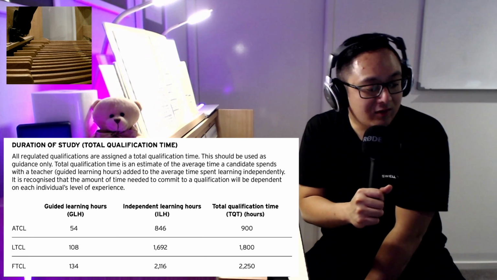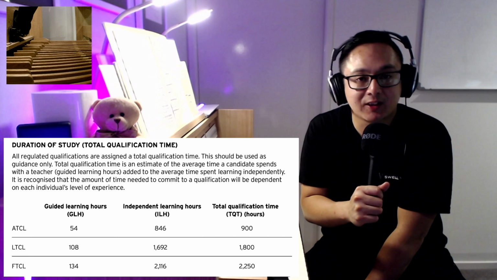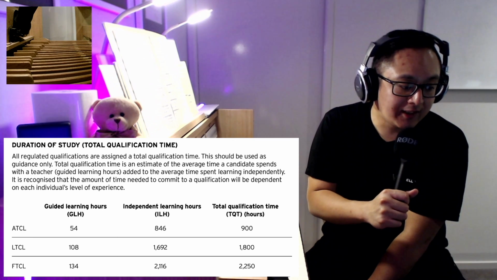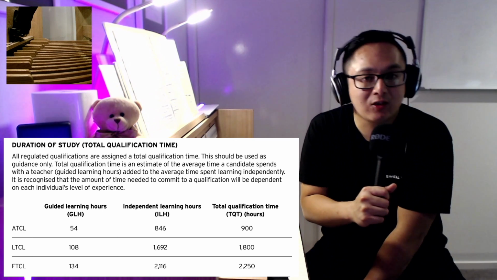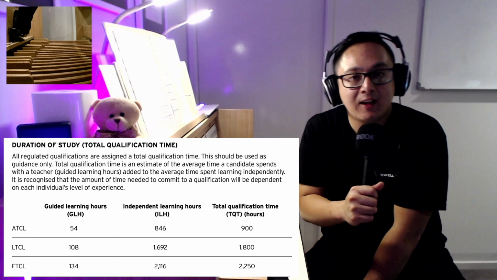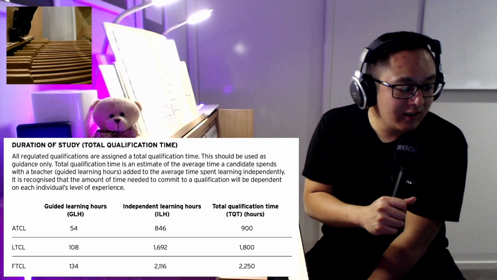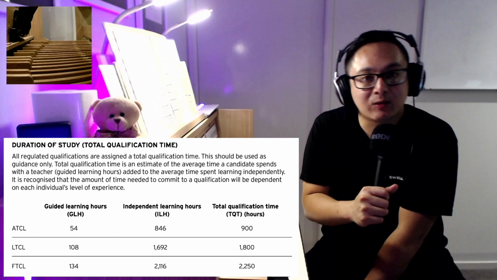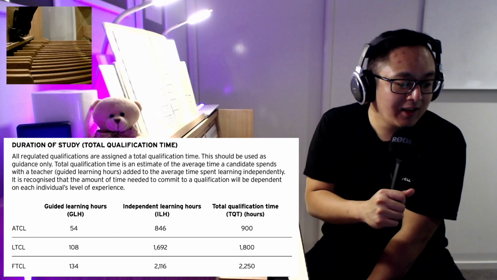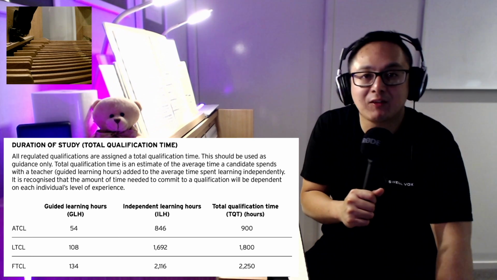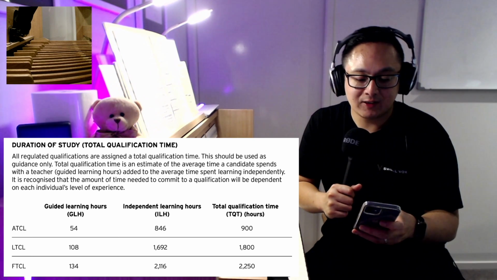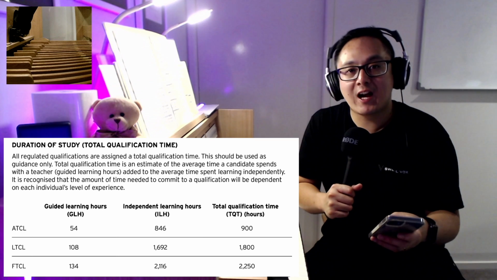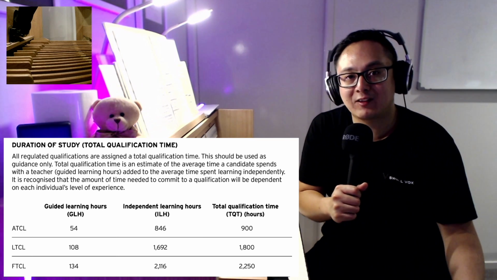The LTCL is basically double that, 1800 hours, 108 hours of guided learning hours, which is your lessons, 1692 hours of practice. And just for giggles, the FTCL, 134 hours of lessons, 2116 hours of independent practice, coming to a total of 2250 hours. 2250 divided by 24 hours a day, that's basically 94 days of continuous practice without sleep.